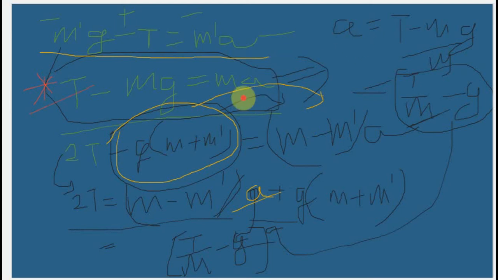Acceleration is equal to T minus mg upon m. So we can write it again, T by m minus g. So instead of acceleration we write T by m minus g in the third step. Please don't step jump, because I have practiced, so I step jump. In your case, please don't step jump.